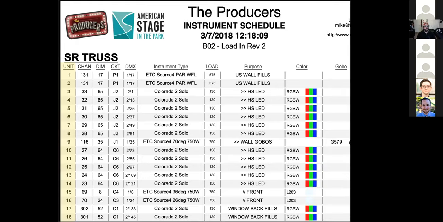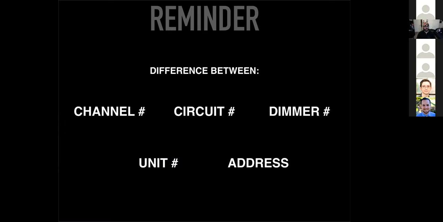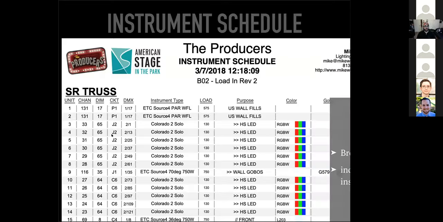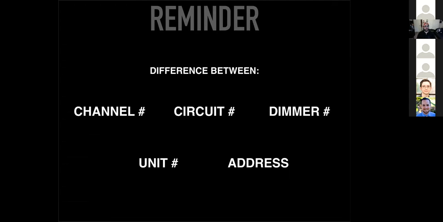We talked about unit numbers. Okay, other things that are on this particular schedule, if we go back to it for a second, you see we've got a channel number, a dimmer number, a circuit number, and a DMX address. So what's the difference between all of these various things?